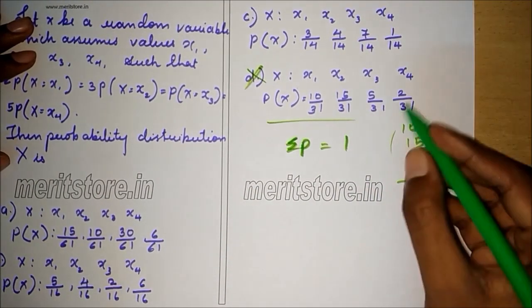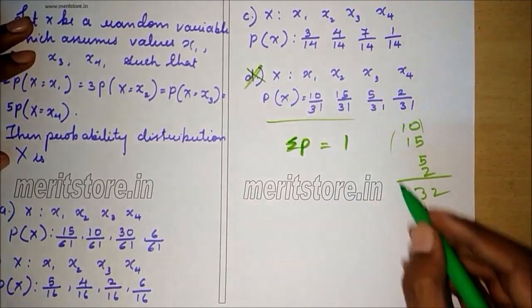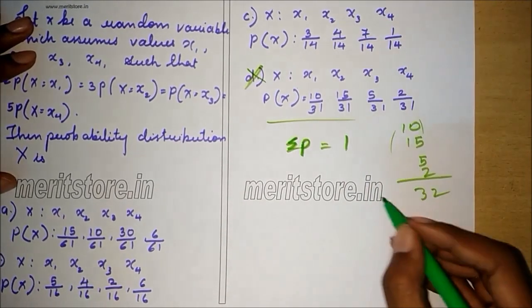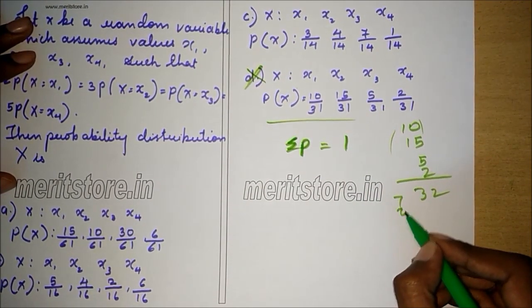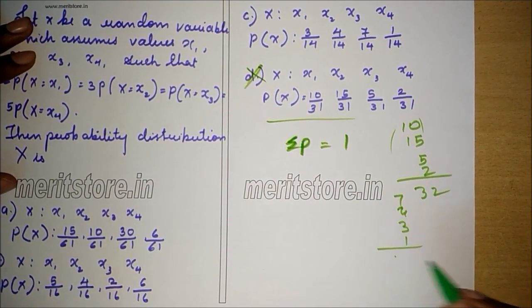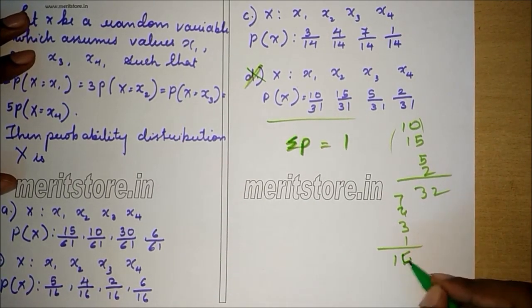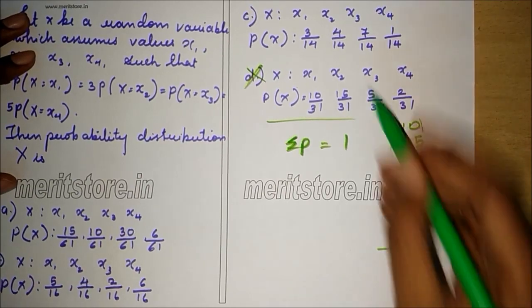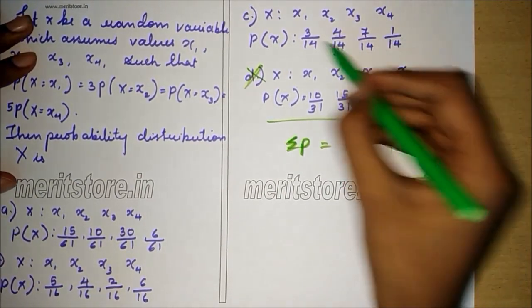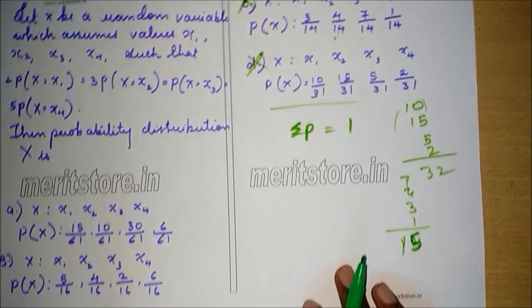Let's check option C. So denominator is 14. So let's check the numerator. This will be 7 plus 4 plus 3 plus 1. So this is again 15, sorry. This adds up to 15, but the denominator is 14. So this option is again eliminated.